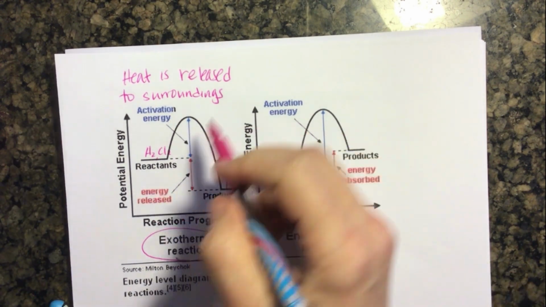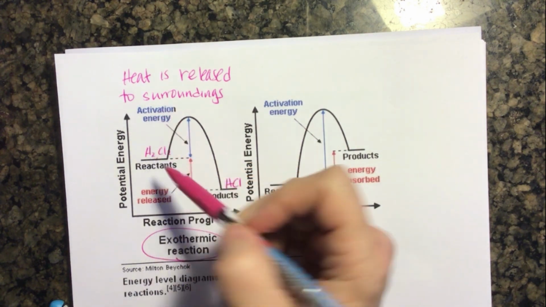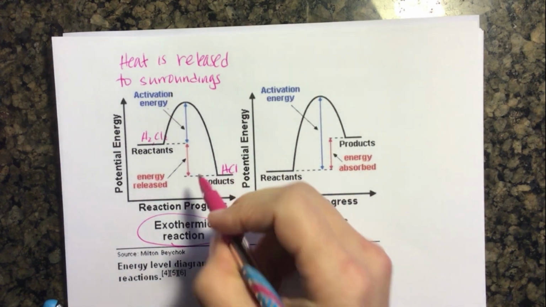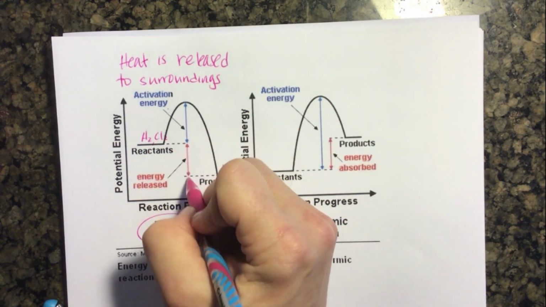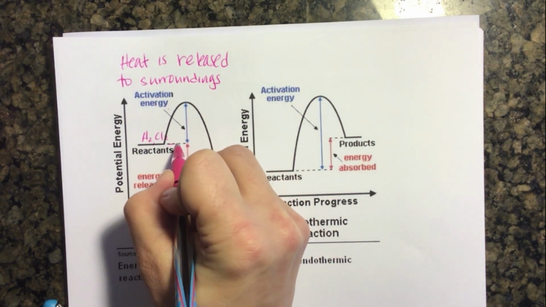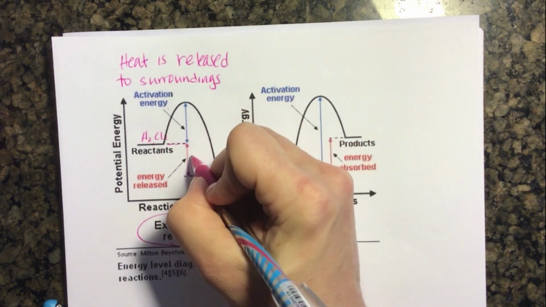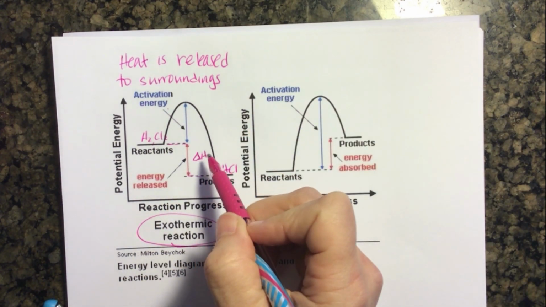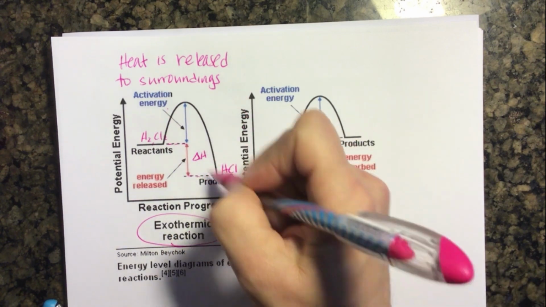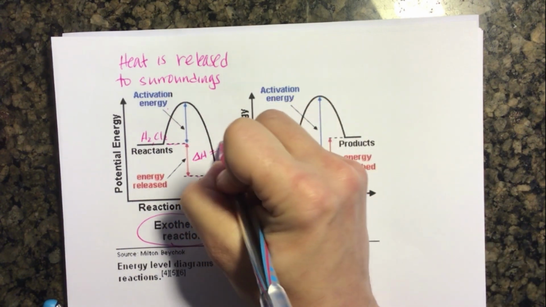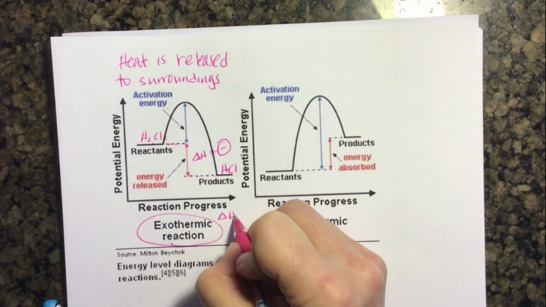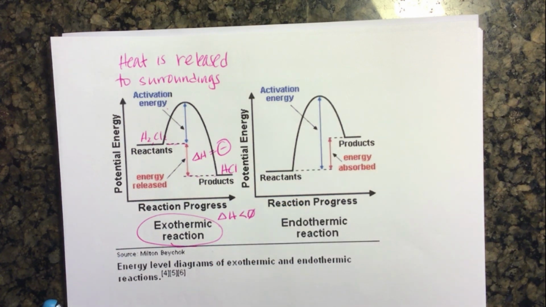Now, the only thing I want to point out is, don't worry about the activation energy here. You'll learn about that in Chem 401. What concerns us is this arrow right here. Notice this dotted line here and here. This difference is our delta H. So our delta H, our final minus initial here, will be a negative value. Our exothermic reactions are going to be when our delta H is less than 0. So our heat is being released to our surroundings.